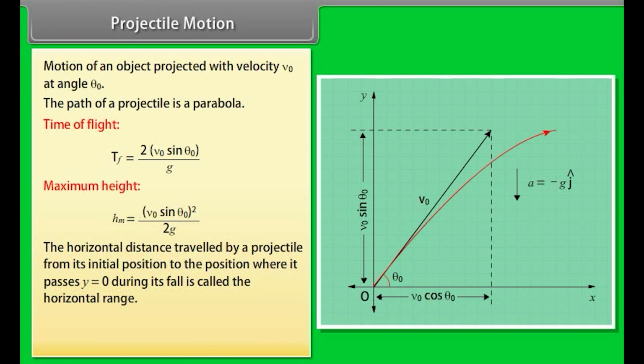The horizontal distance travelled by a projectile from its initial position to the position where it passes y equal to 0 during its fall is called the horizontal range. Horizontal range of a projectile is given by v naught square times sin 2 theta naught divided by g.